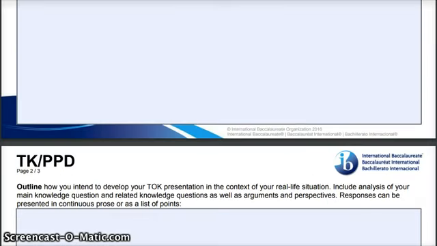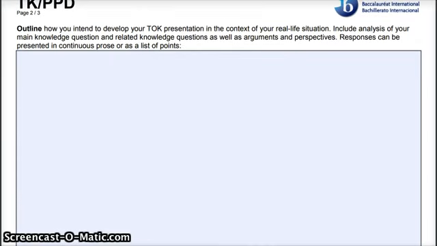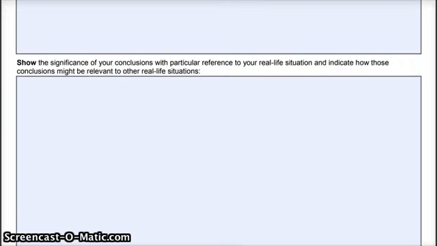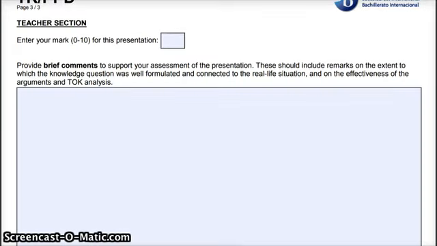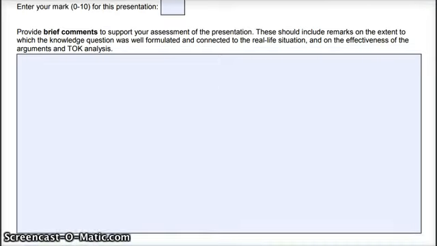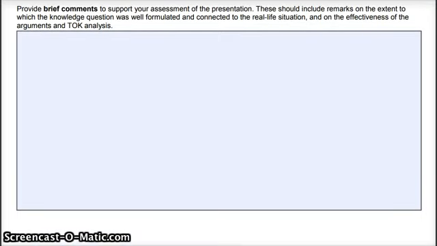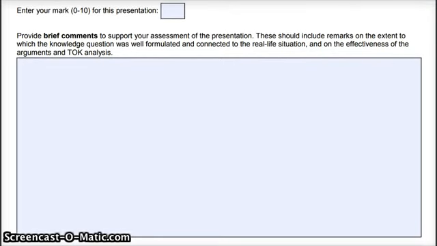And then we go further on here to the second page where you outline how you intend to develop your argument. Then you show the significance of your conclusions. And then on the third and last page is where the teacher is going to write the mark and their comments. And everybody has to sign this.